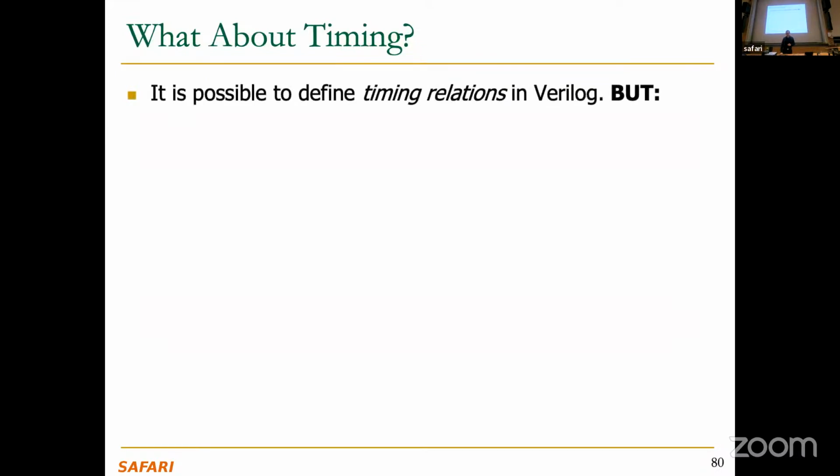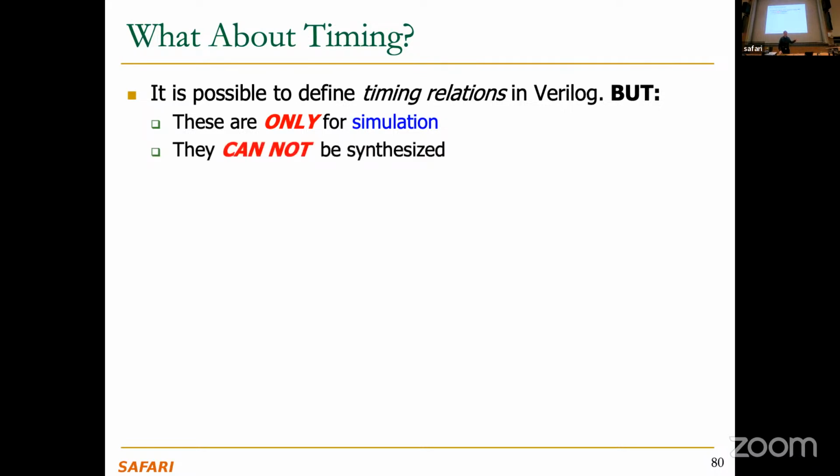Okay, what about timing? Actually, you can define timing relations in Verilog, but the purpose is for simulation. You cannot dictate the timing of some logic. You use these timings for simulation, and we will see this in the next lecture when we talk about verification of what you design. These cannot be synthesized. Basically, you cannot say this AND gate takes 5 seconds and that'll be implemented. 5 seconds, of course, is high, but I just made it up, right?